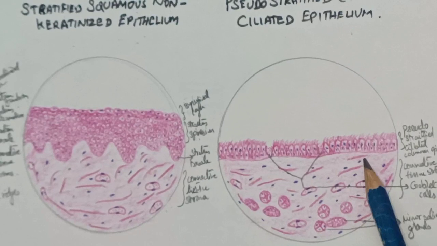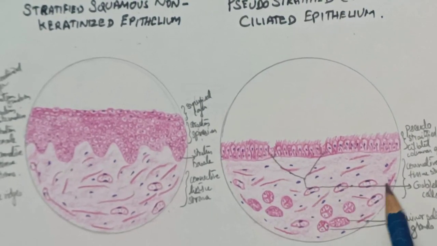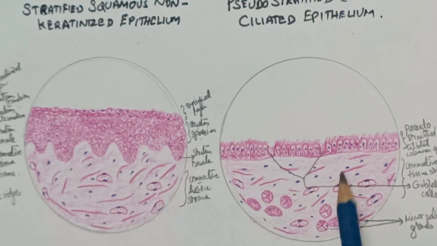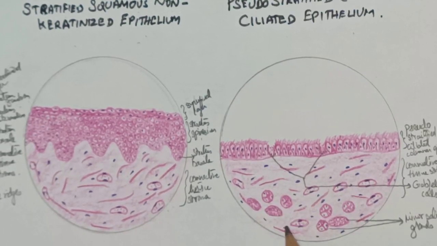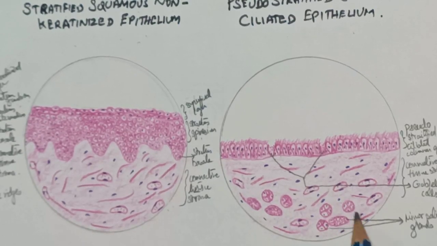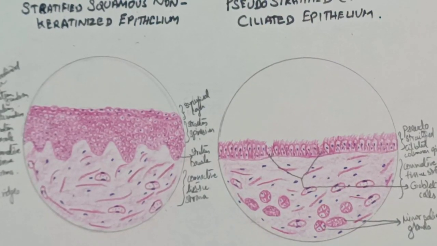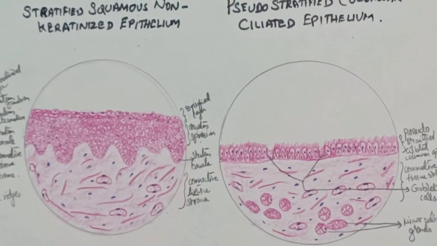Next will be your underlying connective tissue stroma. The underlying connective tissue stroma shows the presence of fibroblasts, then collagen fibers, and there is a group of minor seromucous glands located in the underlying connective tissue stroma. So this is the diagrammatic representation of pseudostratified columnar ciliated epithelium.